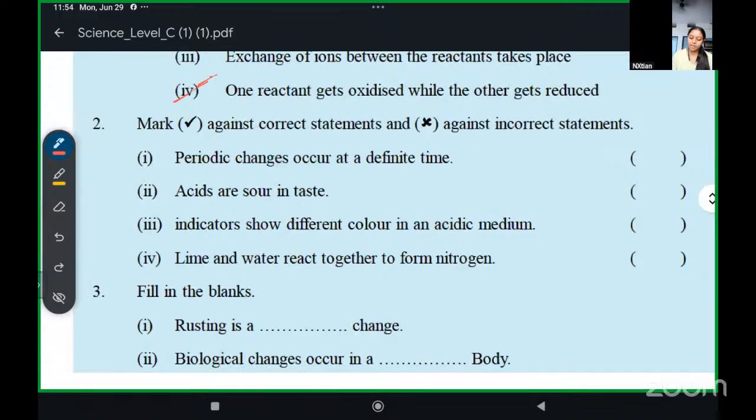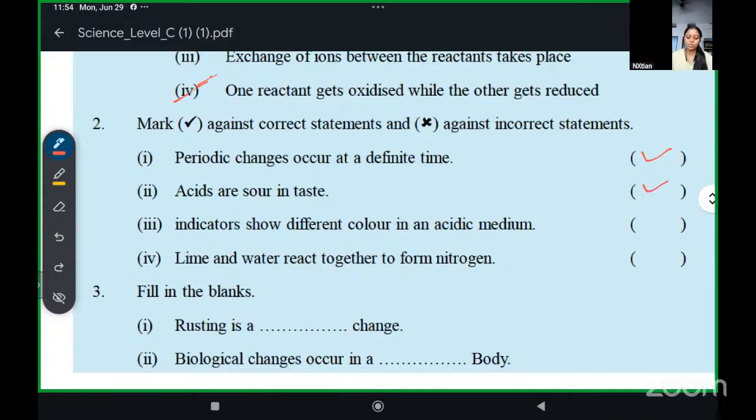True and false. Periodic changes occur at a definite time. Is that true or false? Ma'am, true. Yes. Hannah, Zoe, Abhija, y'all can unmute and answer. Acids are sour in taste. Is that true or false? True. Yes, ma'am, true.